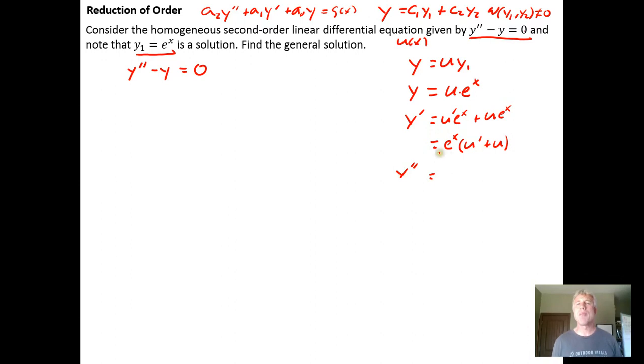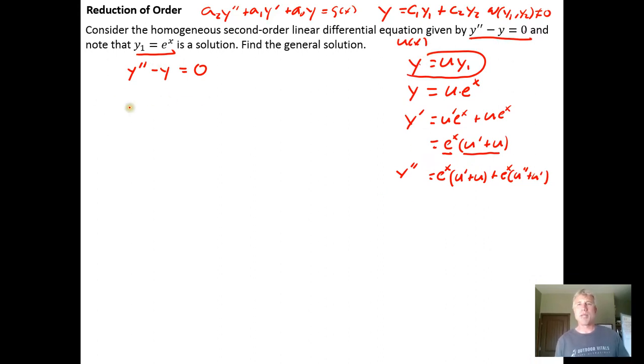So y double prime will be the derivative of e to the x, which is just e to the x, times the second function, which is u prime plus u, plus the first function, which is e to the x, times the derivative of the second function. So it'll be u double prime plus u prime. And then what we did is we guessed that this is a solution, so we're going to plug in y and y double prime to our equation.